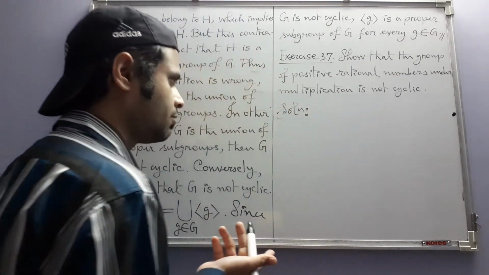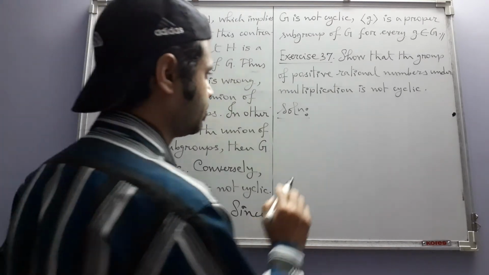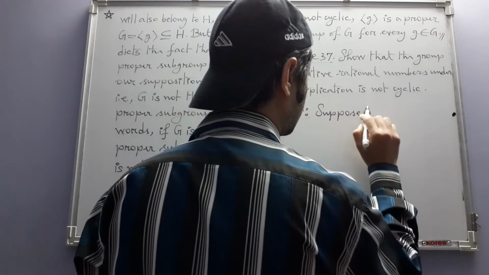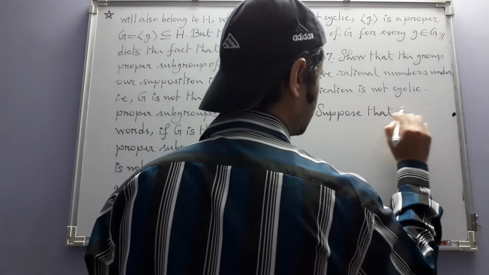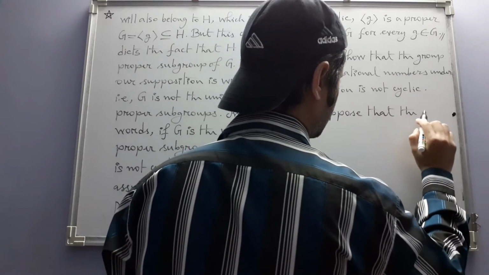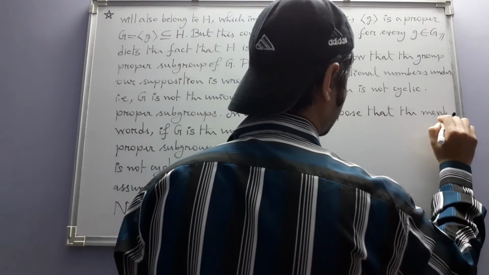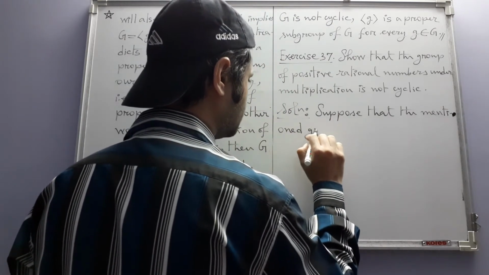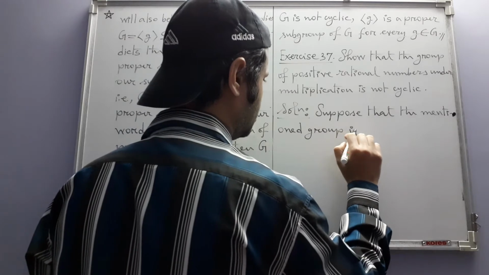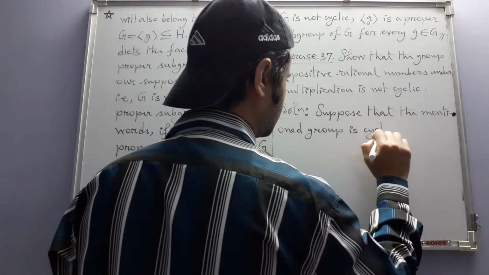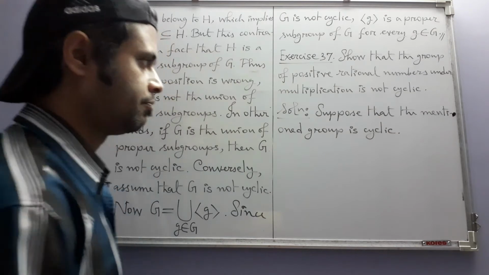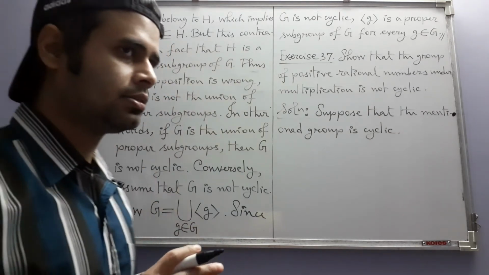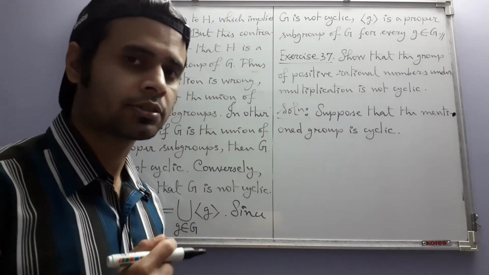So this one also will be solved by contradiction. Suppose that the mentioned group is cyclic. Keep in mind we are having the set is the set of positive rational numbers.